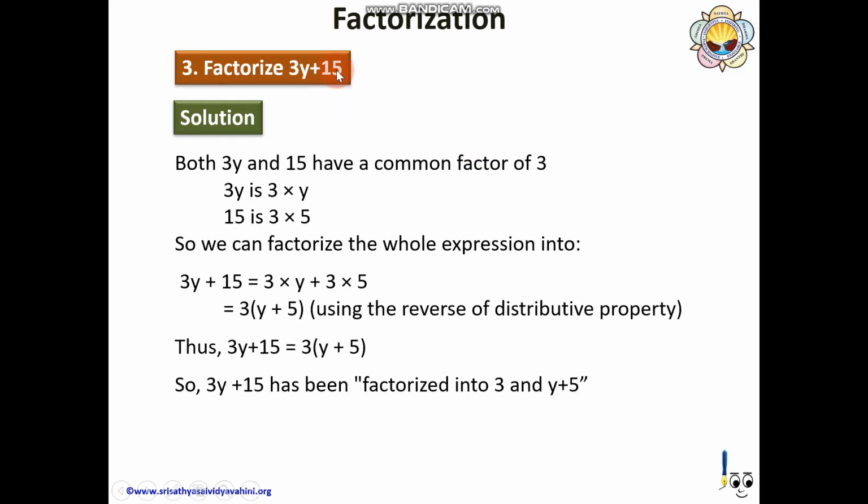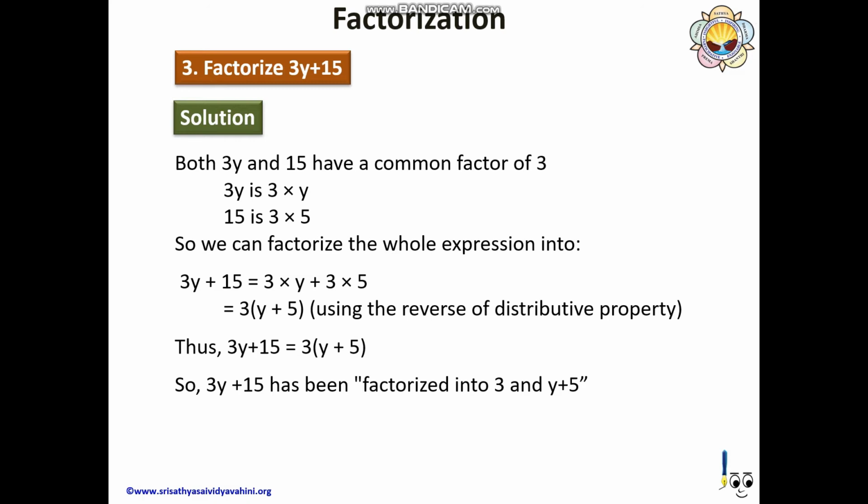3y plus 15. So what are the factors of 3y? The factor of 3y is 3 into y, and the factor of 15 is 3 into 5. So what is the common factor here? 3 is the common factor. If you take out the 3 as common, what will remain? So the factorization of 3y plus 15 will be 3 into (y plus 5). So this is how we find the common factor of an expression.